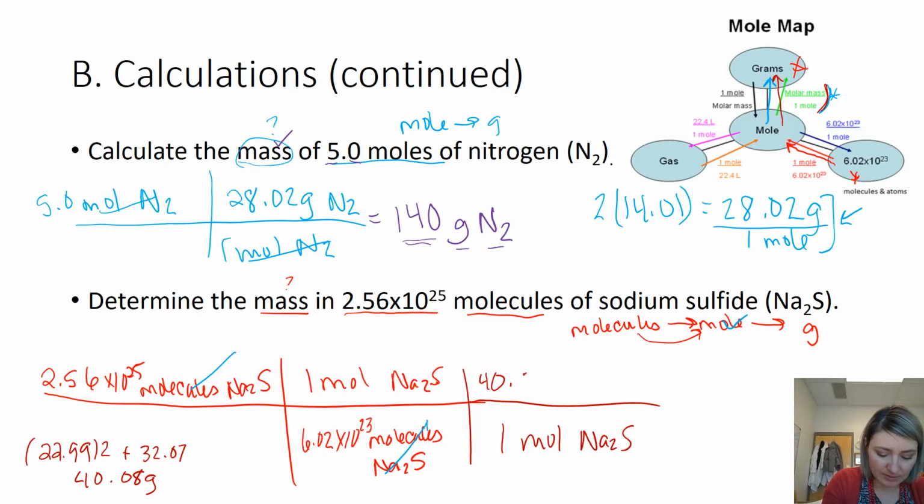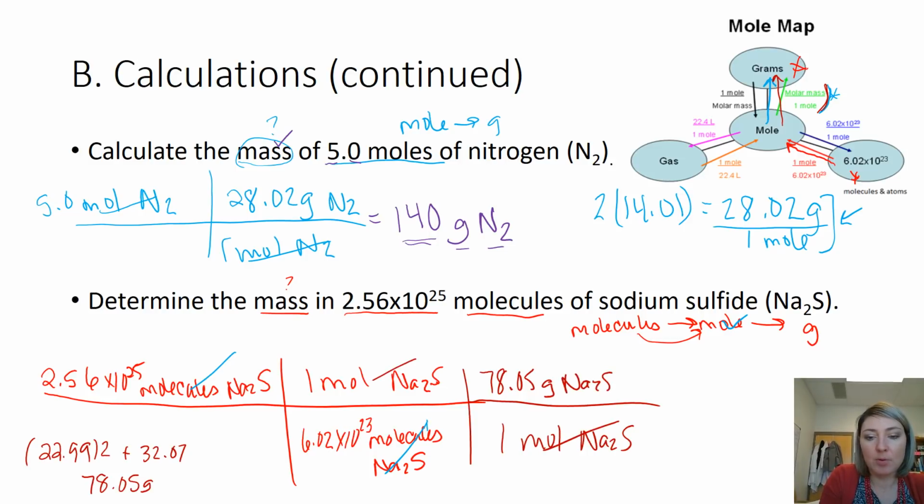Oh, I'm sorry, that's not the right molar mass. 78.05. That's what you get for using notes and not a calculator on hand. All right, I thought that seemed a little low. That seems more like calcium. That's what it is. I looked at the wrong one. All right. So 78.05 grams of sodium sulfide. My moles of sodium sulfide cancel. I'm left with grams. Great, because that's exactly what it asks me for.